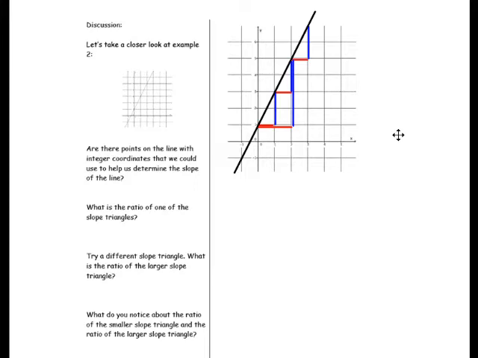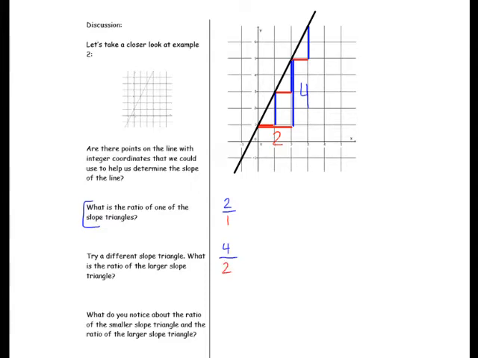What is the ratio of this larger slope triangle? The run is 2 and the rise is 4. So first here we have the ratio of one of the slope triangles, and we had a slope of 2 over 1. And we have a different slope triangle, and now we have a ratio of 4 over 2.